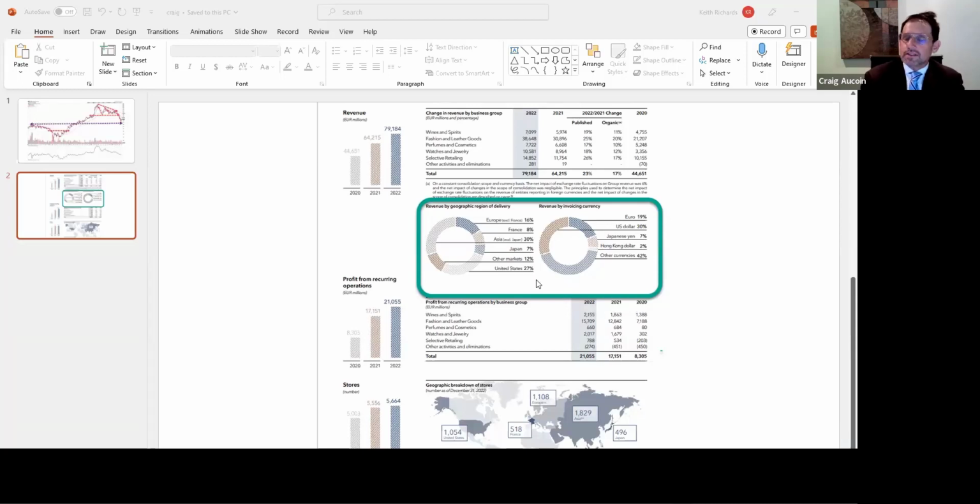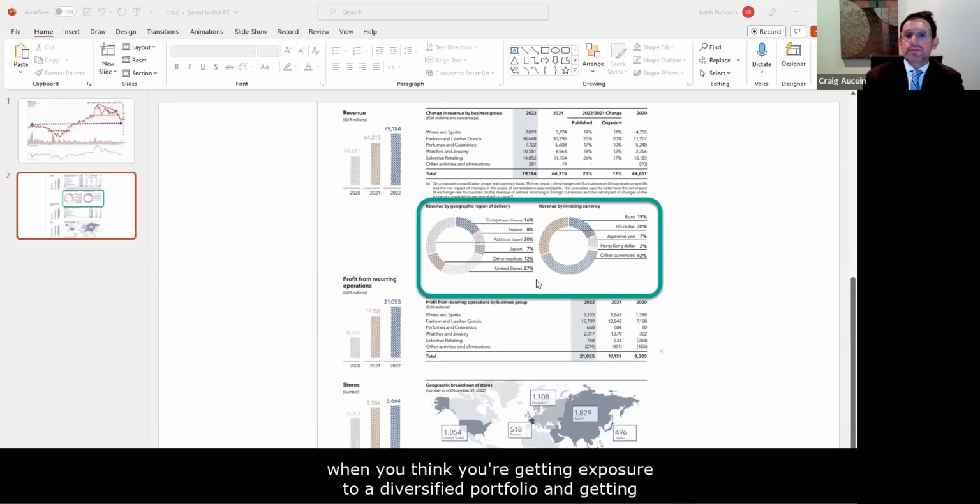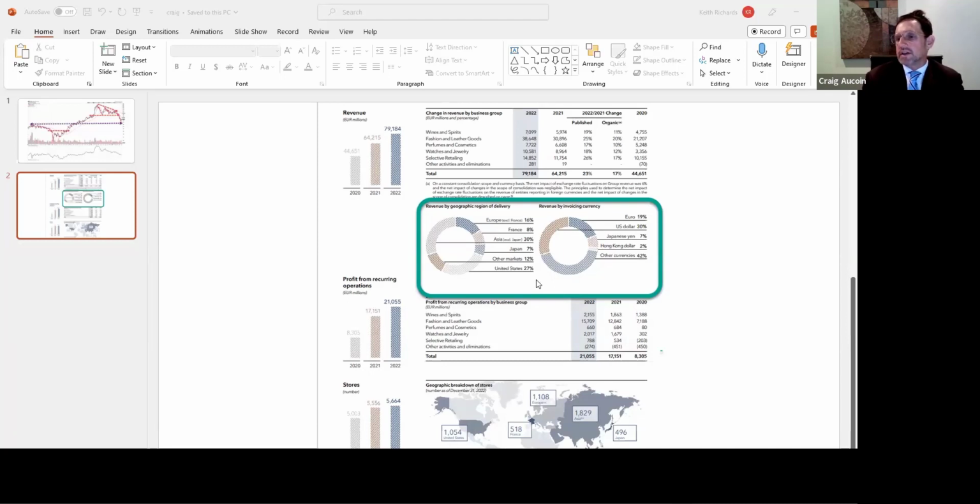That's right. So you can't argue with the technicals, of course, when we're looking for exposure to an index. But from the fundamental side, when you think you're getting exposure to a diversified portfolio and getting exposure to France, you're not necessarily getting the economic realities of France, yet you're getting exposure to companies that are domiciled in France. So it's not quite as it might appear.